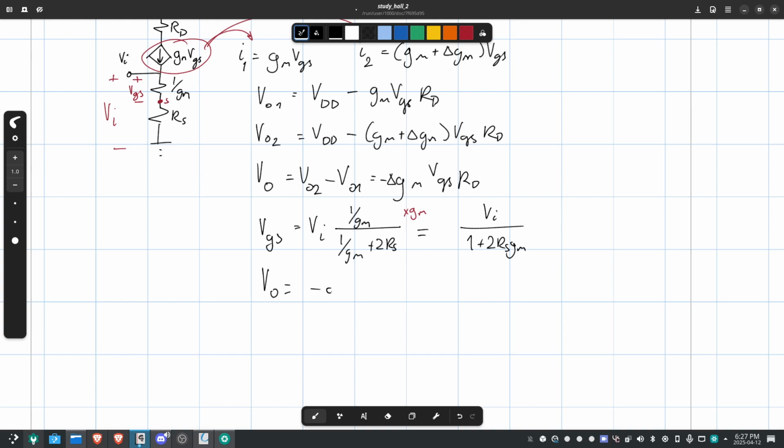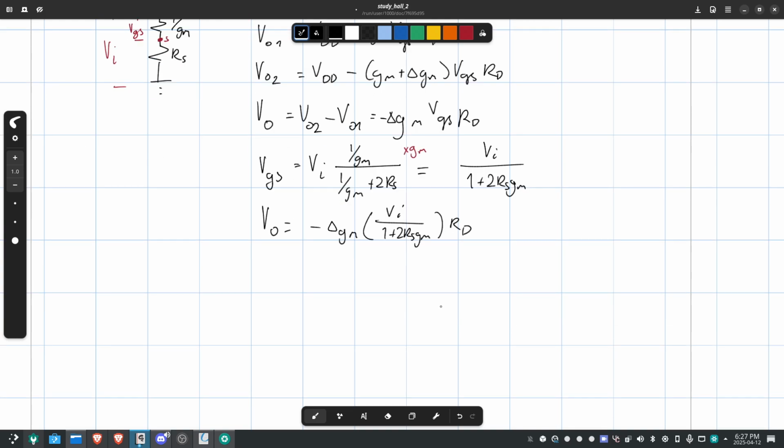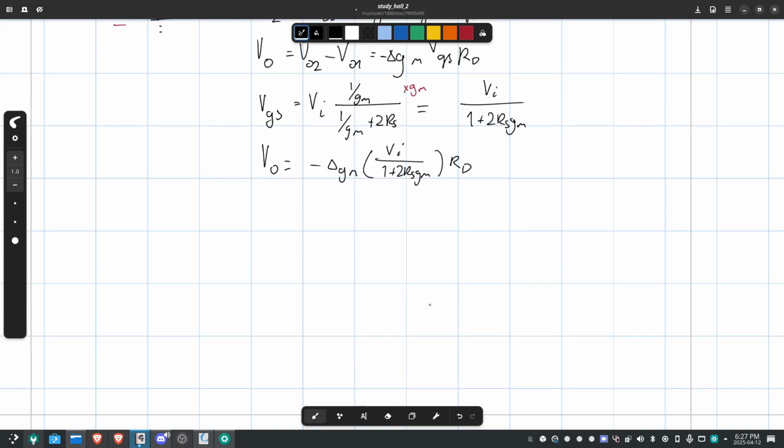So VO is now negative delta GM VI over 1 plus 2 RS GM RD. Okay, at this point, I don't need to tell you how to find the amplitude. You just need to isolate for VI and VO. And eventually you'll come to... Or should I go over it? Actually, I think I just did in one fell swoop. All right. Yeah, you just move VI over, and then you combine it. So the common mode, because it's the same.